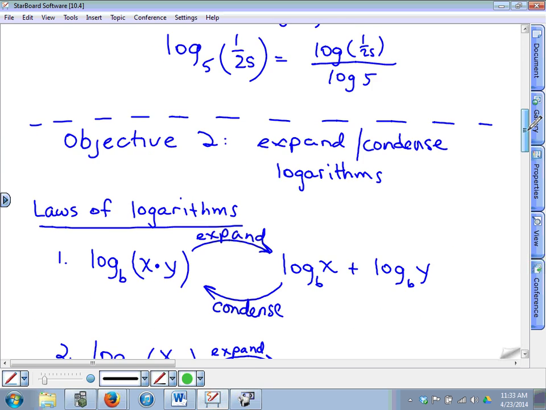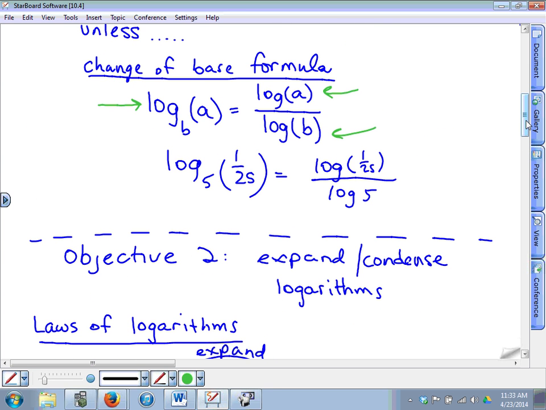Here's objective 2. The laws of logarithms. It's a weird name. Pretty important topic, this one right here.